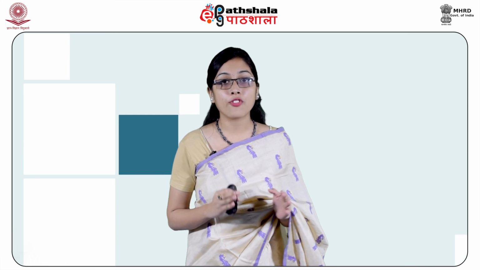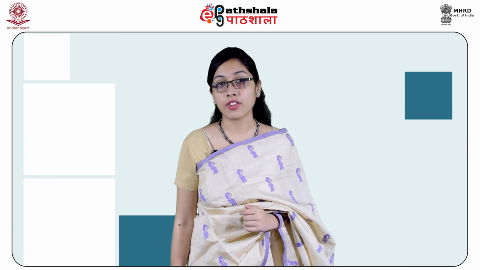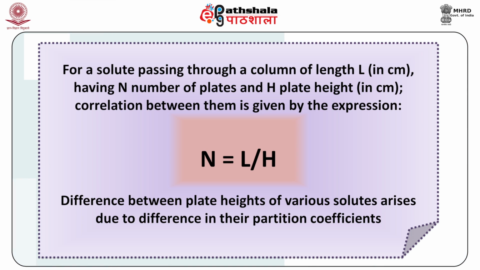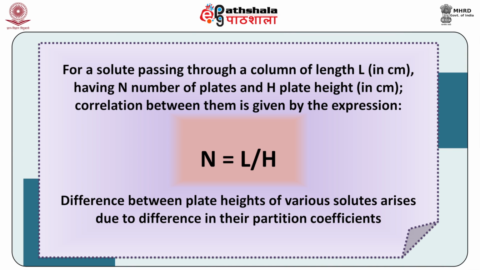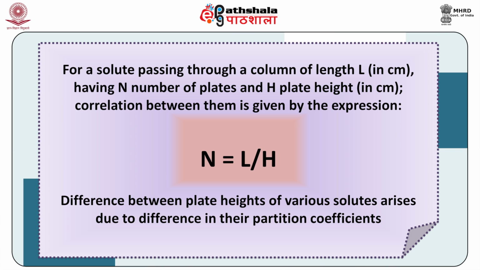The efficiency of the column to separate components is dependent upon plate height. A column of a particular length with lesser plate height and thus more number of theoretical plates is more efficient than the one with lesser number of theoretical plates. For a solute passing through a column of length L in centimeters having n number of plates and h plate height in centimeter, the correlation between them is given by the expression n equals L by h.